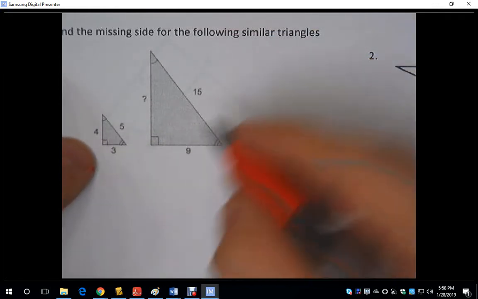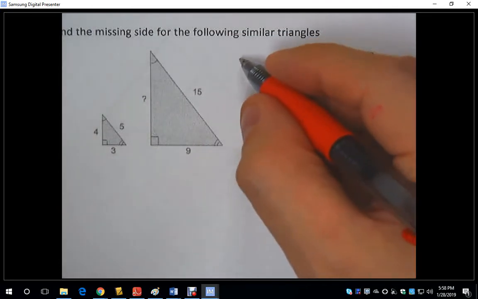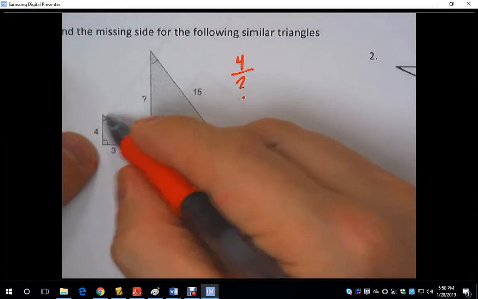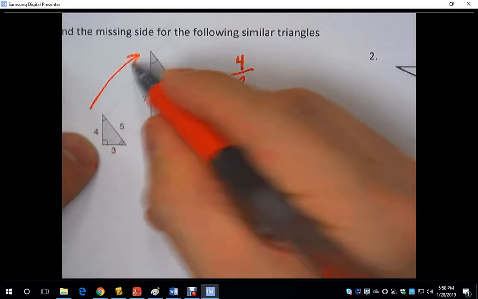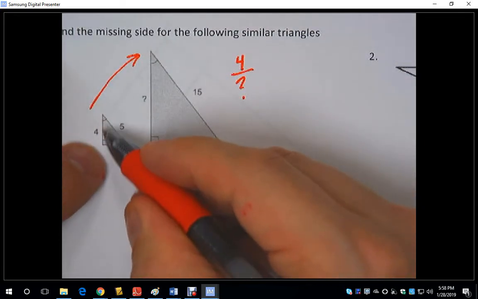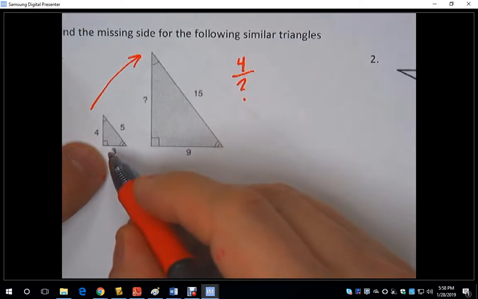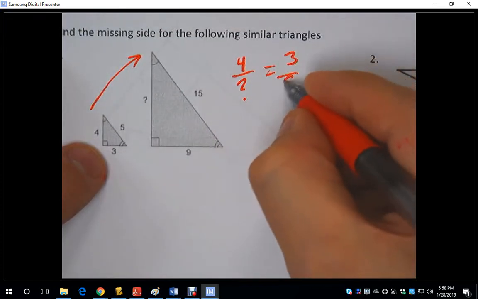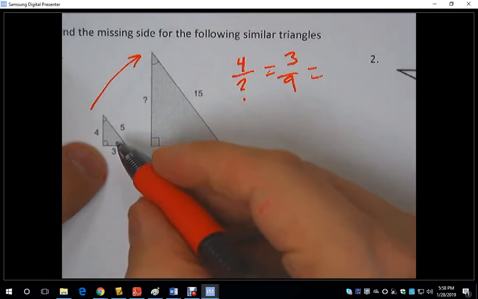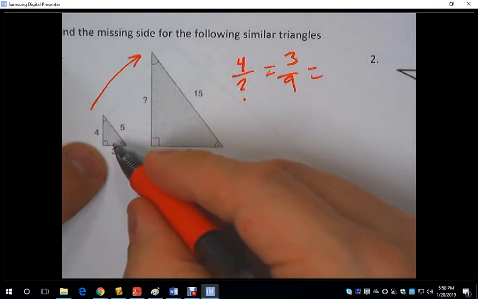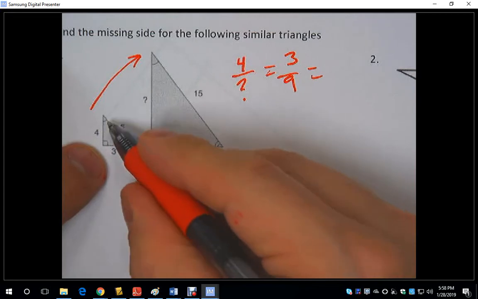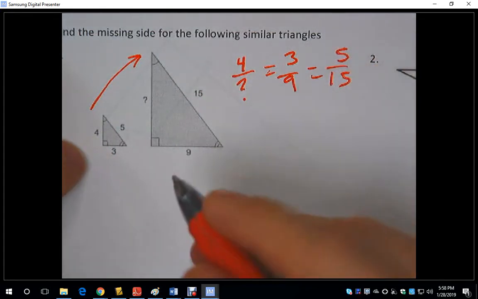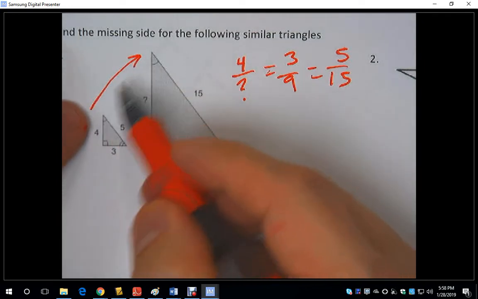Well, in this case we could start anywhere, but I'm going to start with the 4. 4 is to question mark, so I'm going to go from the smaller triangle to the larger triangle. So height is to height as base is to base. It is also true that this hypotenuse, opposite the 90 degree, is to this hypotenuse, so 5 is to 15.